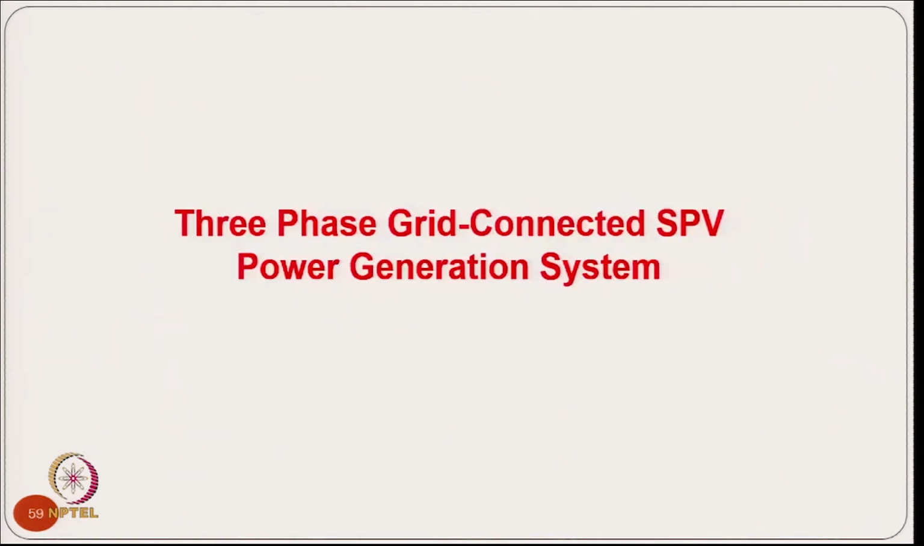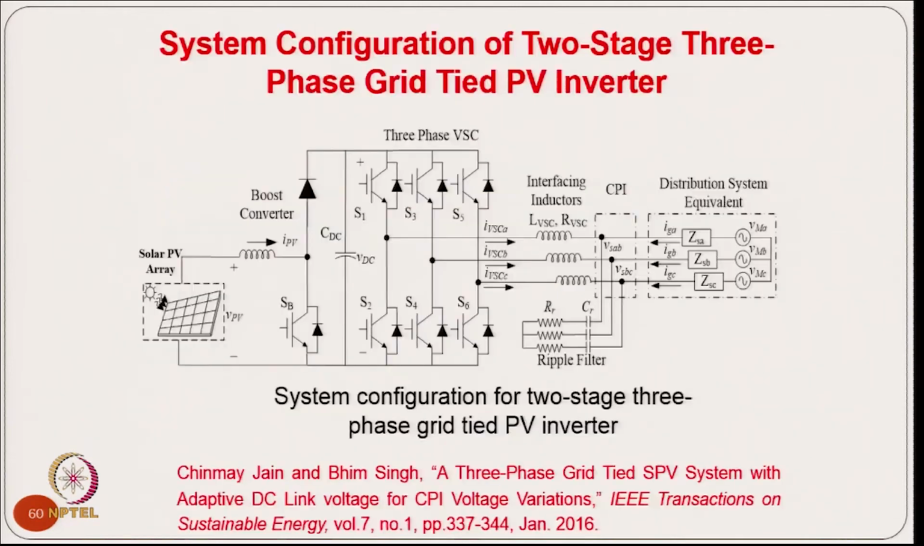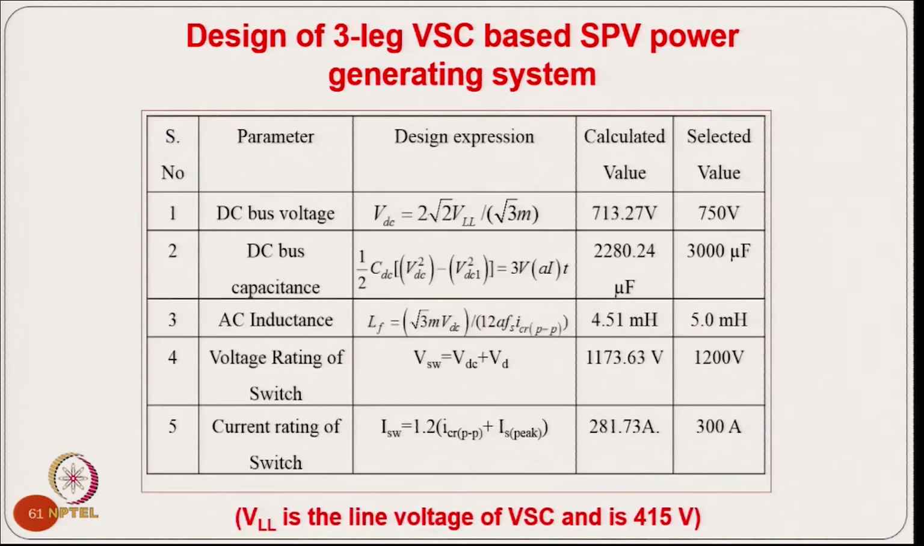Now, that was for the single phase system. Coming to the three phase grid connected system, we have here again the boost converter for maximum power tracking, and we have a three phase inverter feeding the power to the three phase grid. Here also we use the control in a manner that these currents should be sinusoidal and in phase with the grid voltage, and we should have MPPT from the solar power generation.